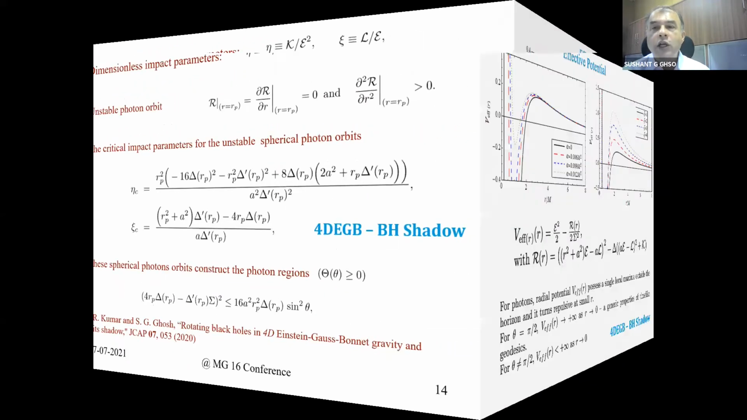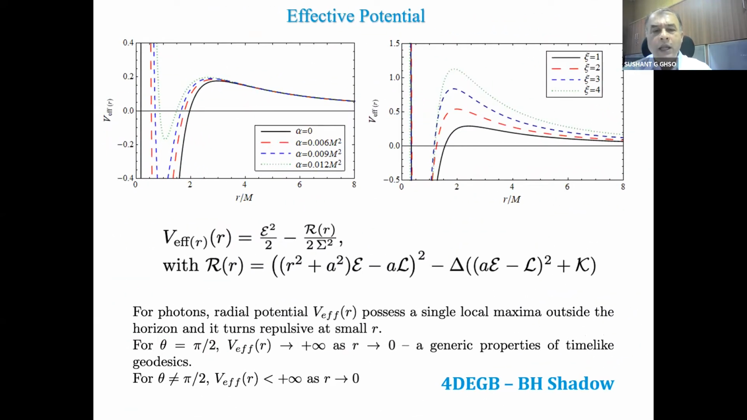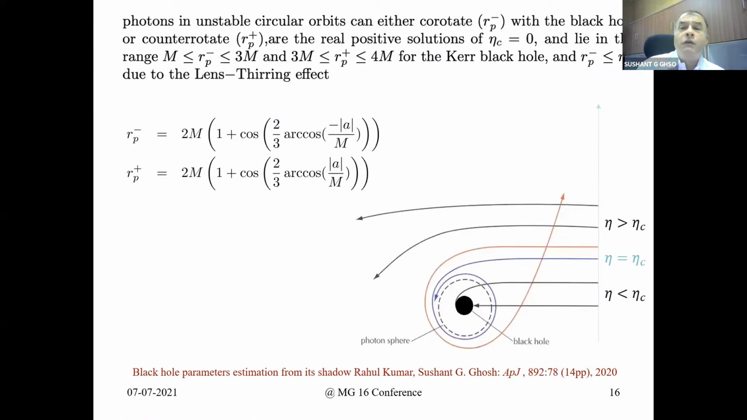Now, mathematically this is equal to what? The effective potential has an extremum, a local maximum, right? We have shown that in this, and it is repulsive at small distance. You can see very easily it is repulsive at small distance, and at large distance it is finite, right? So when we solve the eta and zeta equations, you get the spherical photon orbits. We have two photon orbits, the counter-rotating orbit and the co-rotating orbit, and they lie in this region, and this solution is exactly for the Kerr black hole.